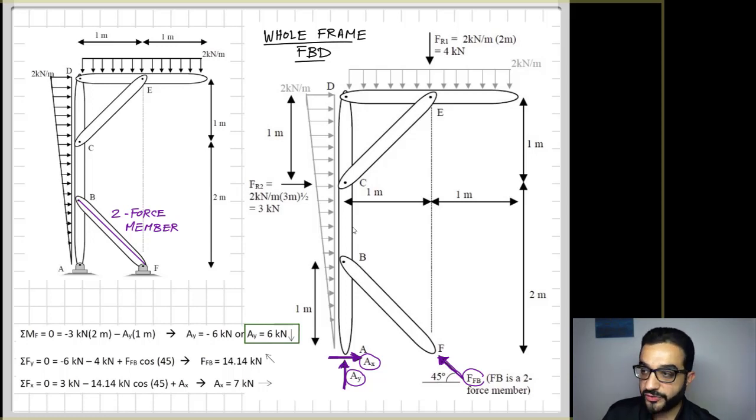Which we did here. Taking moments around F, we cancel the moment from FB because it goes through point F, and I'm left with the moment from AY. AX also goes through F, so I end up with one unknown here, AY. The moment of AY around F is due to the moment arm of 1 meter.